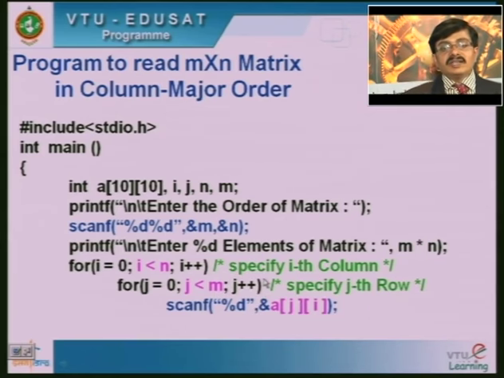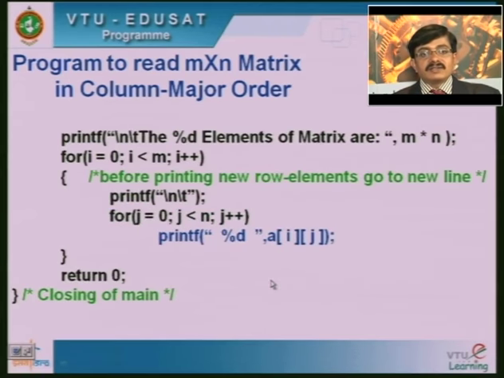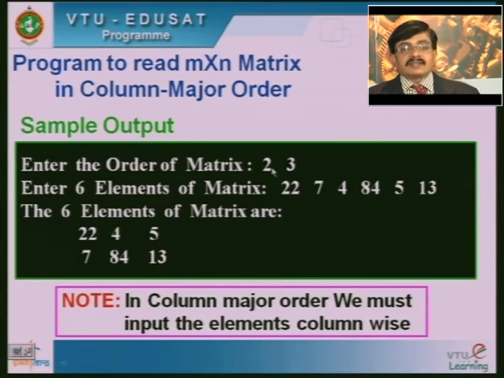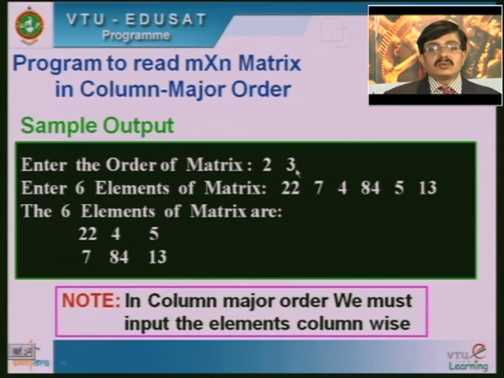The row and column will vary here. So I will be reading the elements in column major order, whereas printing is done normally. For example, consider the output of this code. Enter the order of the matrix. I am entering 2 and 3. The 2 cross 3 is the order of the matrix here, so 6 elements will be there.